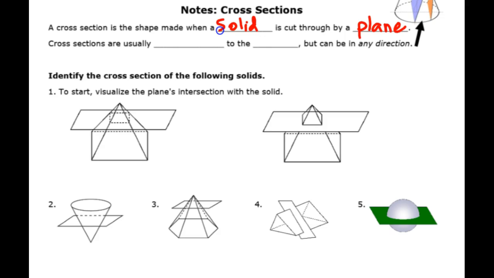So cross sections are usually parallel to the base, but they can be in any direction, okay? Now it's kind of cut off right here, but up there you can see on your worksheet on the top, that's a cone that you slice in different ways, and the different ways you slice it can give you what's called conic sections. Conic means cone, sections means slices of that cone.